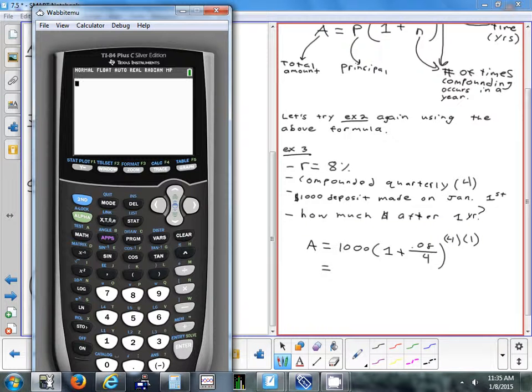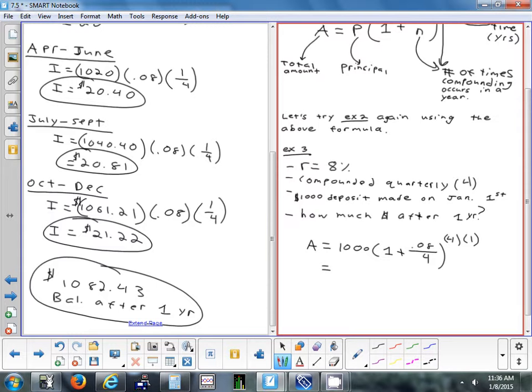Okay, so we get, I'll start inside the parentheses. So 0.08 divided by 4 plus 1. Now I'm going to raise that to the 4th power. Just follow PEMDAS. And multiply that by 1,000. Get $1,082.43. Now, if the year was anything different, would we multiply that or add it to the 4th?